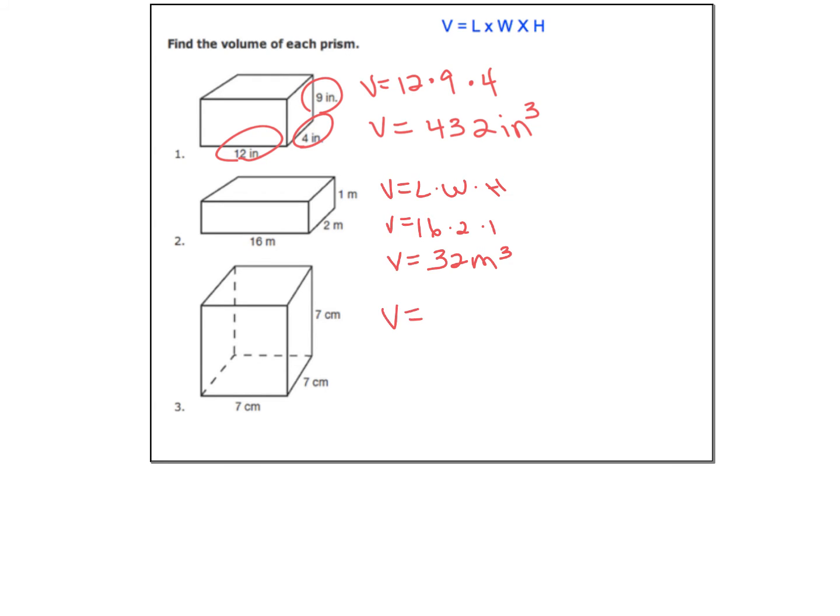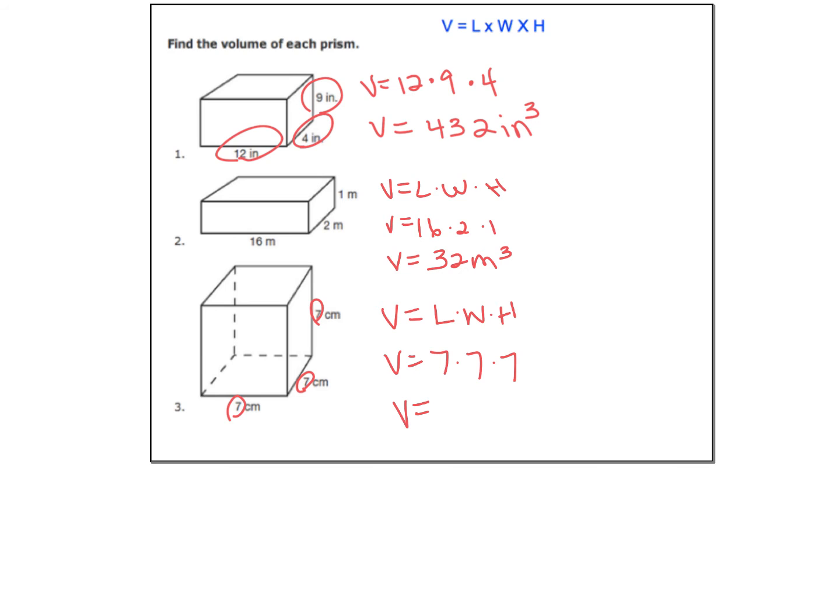All right, so volume equals length times width times height. And one thing I notice is that this is a square cube. All these numbers are exactly the same. So its volume equals 7 cubed. And 7 to the third, I can type that into my calculator.